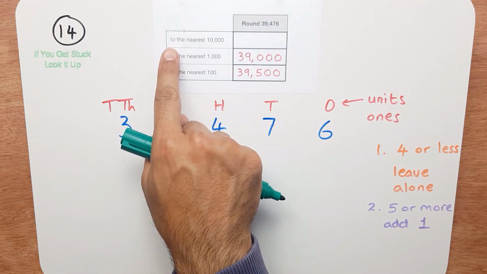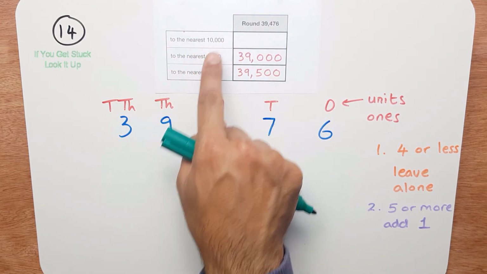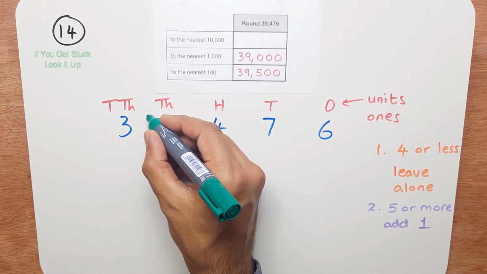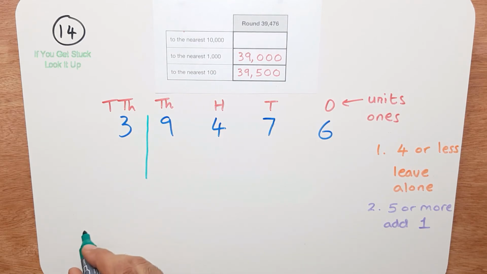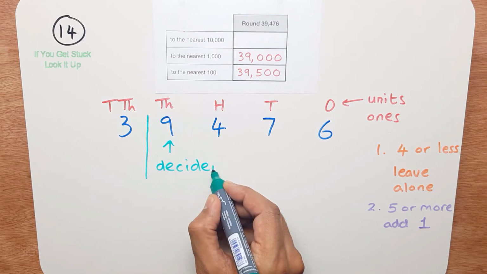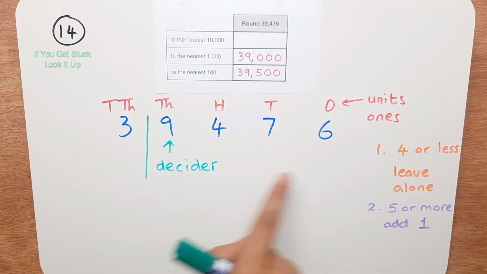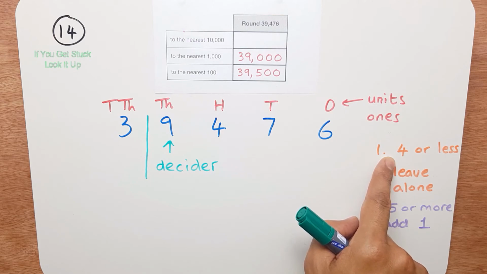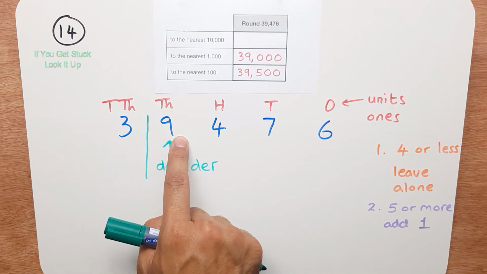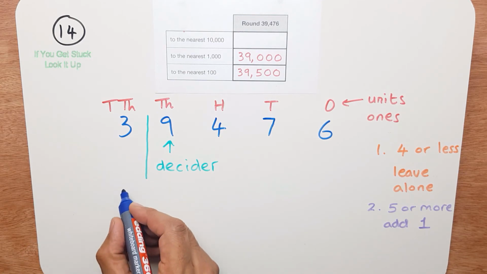With the final part of the question, we're asked to round this number off to the nearest 10,000. So we go to the 10,000s column, which is here. And we put a line to the right. This here is the decider. And this decides what happens to this digit. So let's have a look. Is it 4 or less? No, it isn't. Is it 5 or more? Yes, it is. And because this decider is 5 or more, we need to add 1 to this digit. So this 3 becomes a 4.